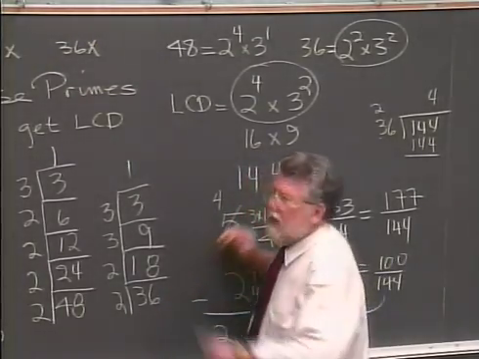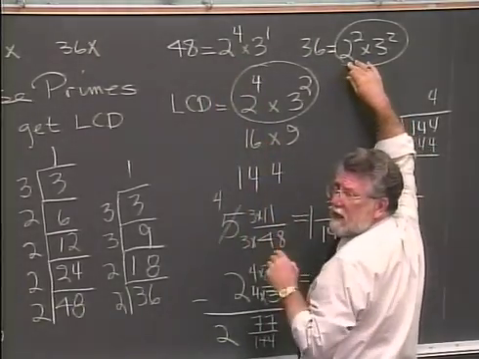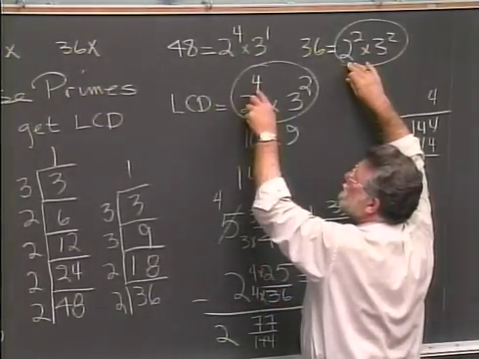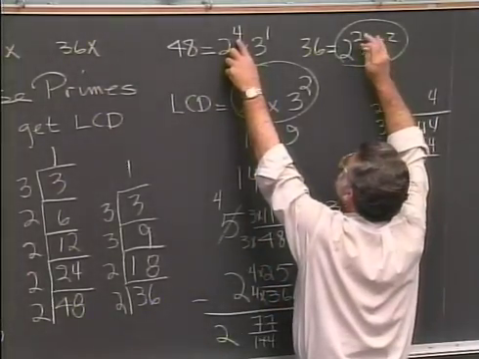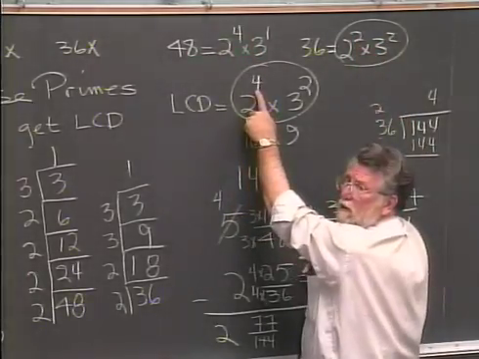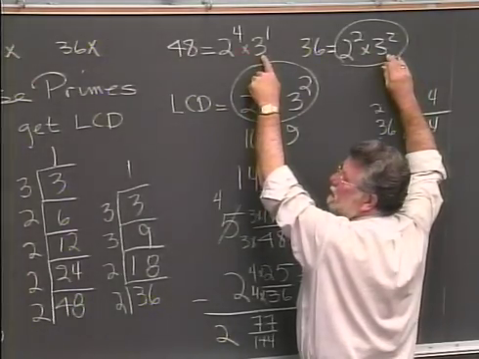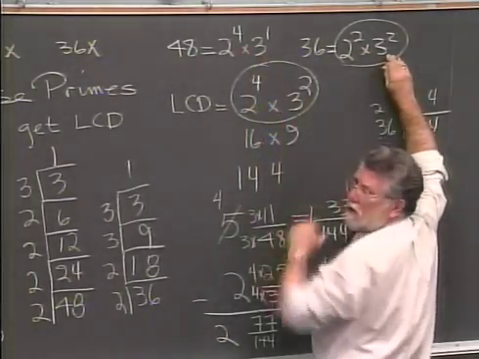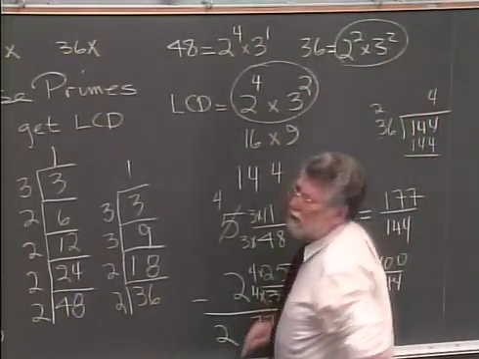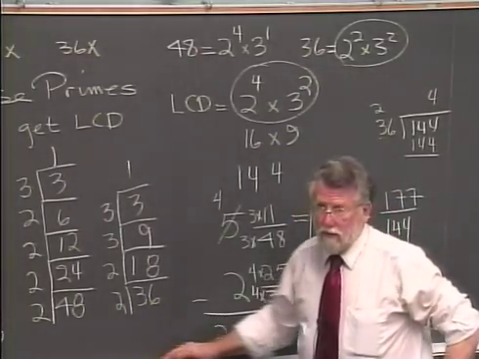Now the 4 comes out of this question. I had 2 to the 4th, 2 to the 2nd, so what was the largest exponent? The 4. The exponent is 4 and 2. The largest exponent is this 4. Hence 2 to the 4th. Okay, I had 3 to the first and 3 to the second, which is the larger exponent, the 2, so this is my LCD. 2 to the fourth, 3 to the second.